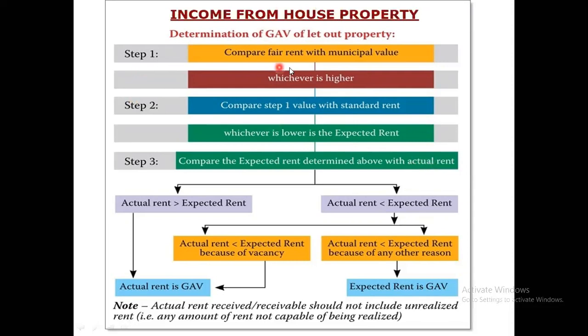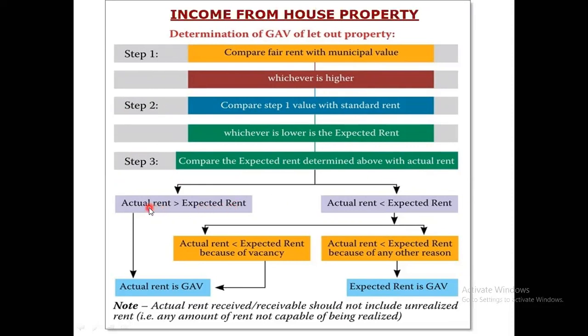So in step 1, we compare the fair rental value with the municipal value and we take whichever is higher. In step 2, we compare the answer arrived at step 1 with the standard rent and we take whichever is lower. The answer arrived at step 2 is called as the expected rent. In step 3, we compare the expected rent with the actual rent.